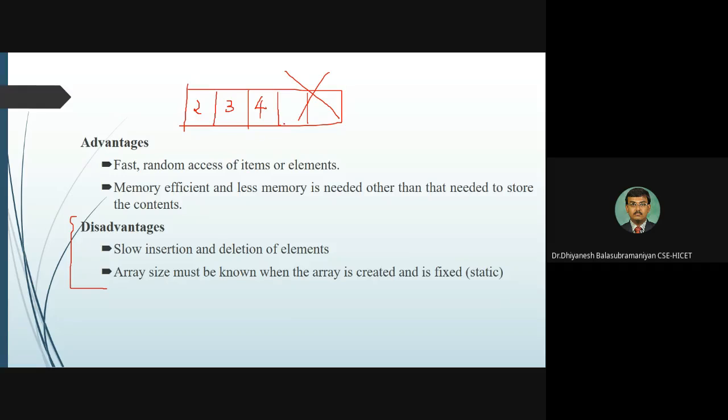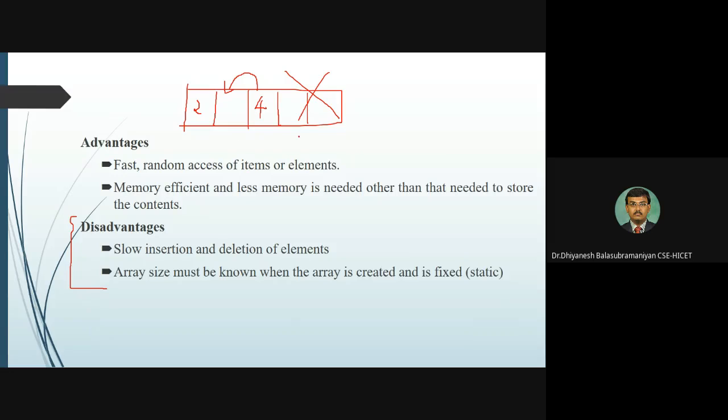The second problem is, suppose I'm going to delete this element 3. What happens is, array is a sequential representation. So every time I need to shift this. I need to shift this 4 to index 1. If the size is very small, then it is well and good. The time taken for the shifting process is very small.